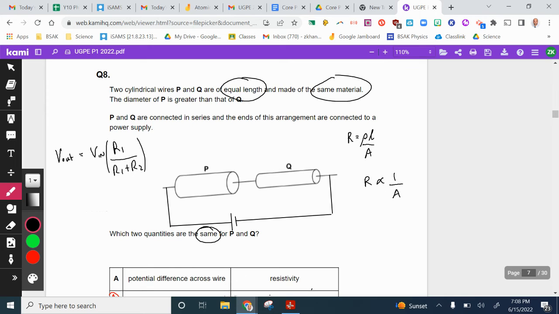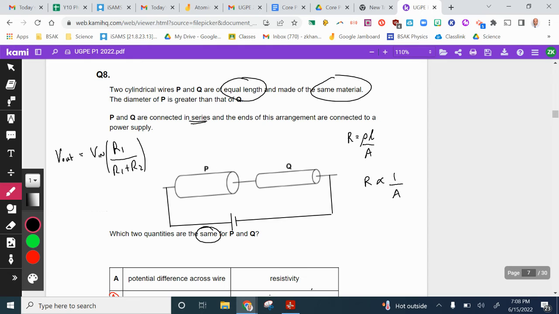Question 8. So we got two cylindrical wires, P and Q, equal length and same material. Same material, that means same resistivity. The diameter of P is greater than the diameter of Q, so the cross-sectional area is a variable here. So they're connected in series and connected to a power supply. So what I've done is I've just drawn our circuit, with a power supply here, and we've got that.